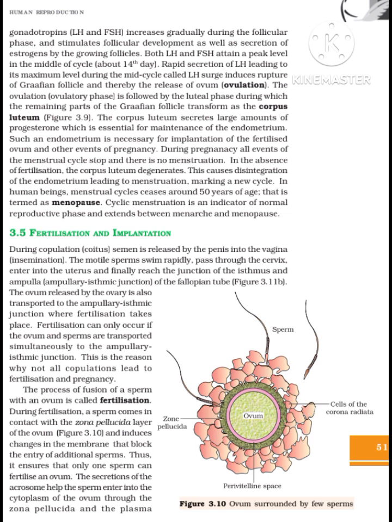In human beings, menstrual cycle ceases around 50 years of age, that is termed as menopause. Cyclic menstruation is an indicator of normal reproductive phase and extends between menarche and menopause.